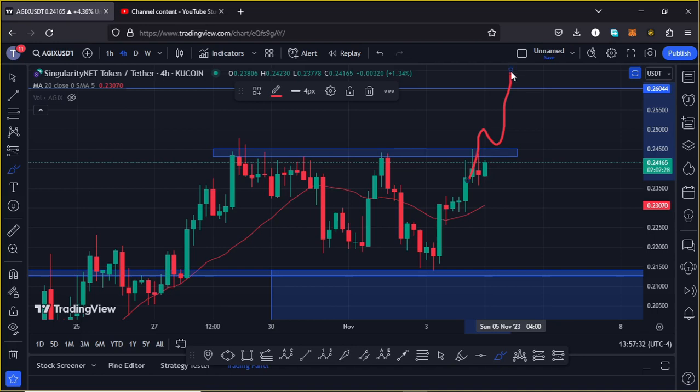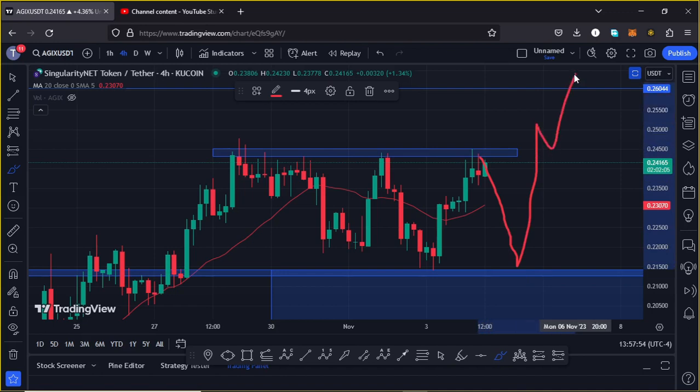Alternatively, in case we don't see a break above that key area of resistance and we see another rejection over here, then we can expect a pullback on the charts to our next significant area of support at around the $0.215 mark, where we can find support and then get another pushback to the upper side and maybe break above resistance and continue gearing up.